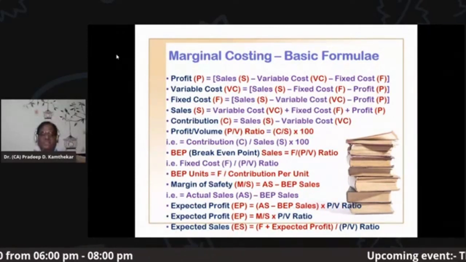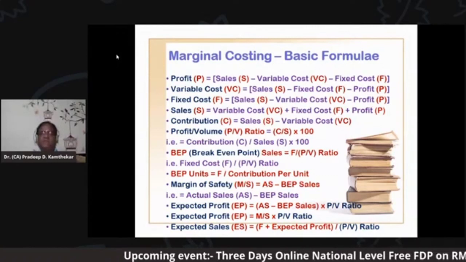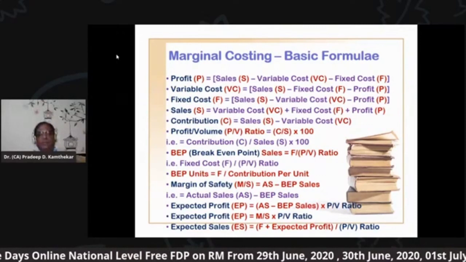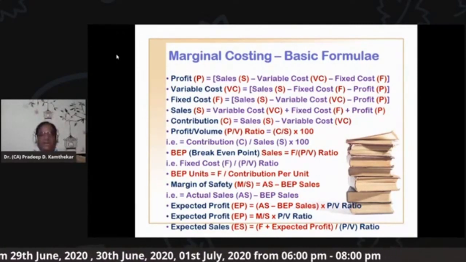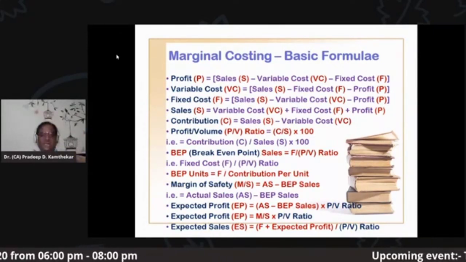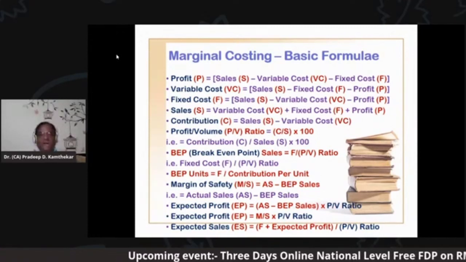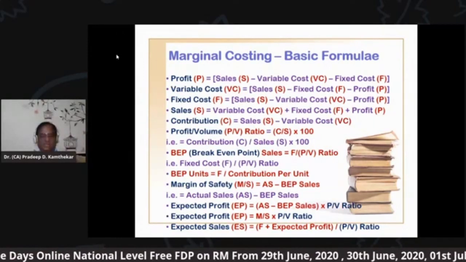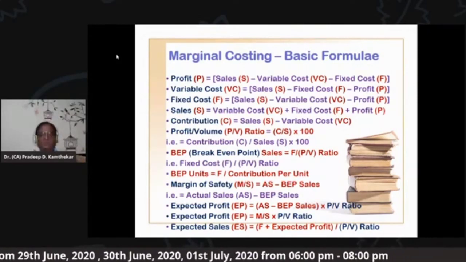Then we have margin of safety. Now, what is the margin of safety? Very simple. This is actual sales minus break even point sales. Now, if your actual sales are more than break even point sales, this margin of safety is positive, and that indicates the business is having profit. But whenever actual sales is less and break even point sales are more, the answer is negative. So margin of safety is negative, and where margin of safety is negative, it indicates loss. So margin of safety tells whether the business is in the profit margin or in the loss margin.